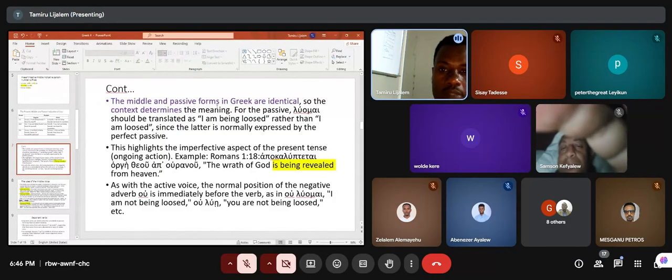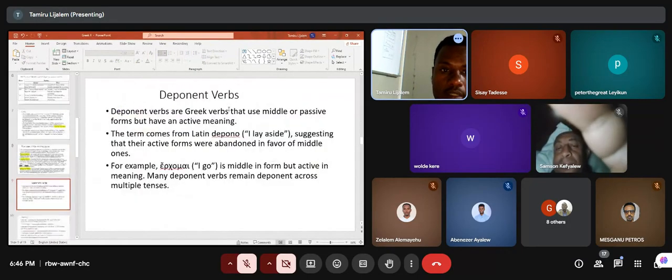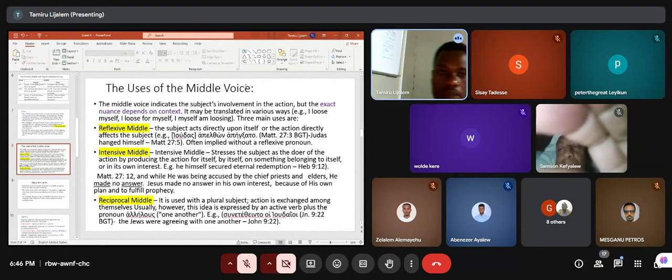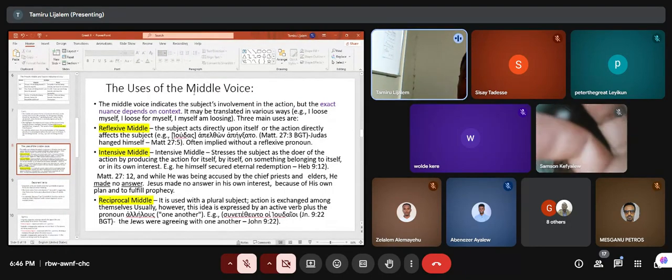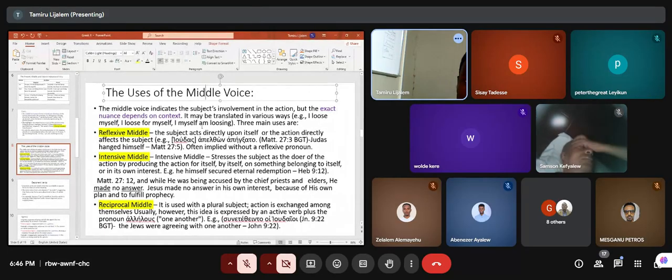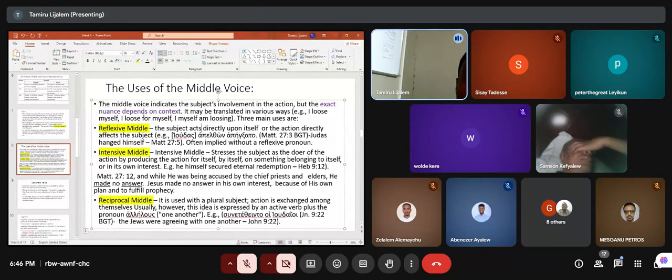The middle and passive form in Greek are identical. Sorry. Why do we use the middle voice? It has three kinds of uses. The middle voice indicates the subject involved in the action, but the exact nuance depends on the subject. For example, reflexive middle: the subject acts directly upon itself, or the action directly affects the subject.